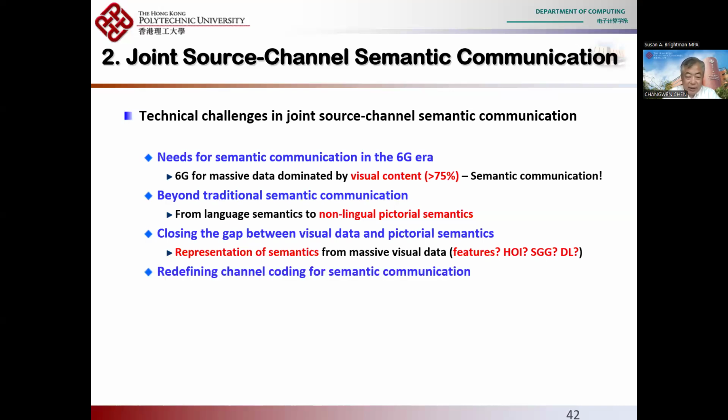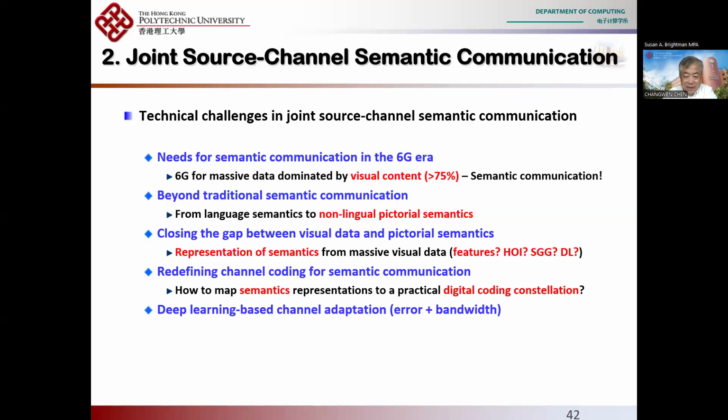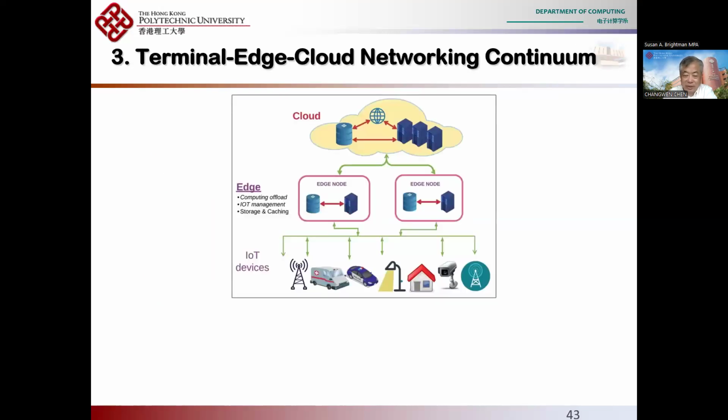Then, of course, we have to redefine channel coding because now the representation is different. We have to design new ways to map the semantics to practical digital coding constellations, because if we want to make use of the current communication and networking systems, we have to do this part. Then we have deep learning-based channel adaptation, as I gave an example previously, in order to minimize the error and maximize the bandwidth. So this dynamic wireless networking is something we have to deal with.